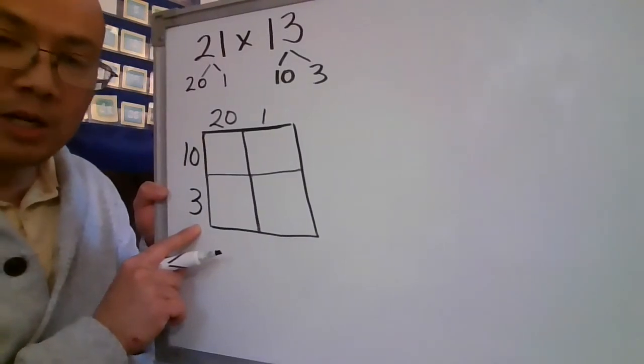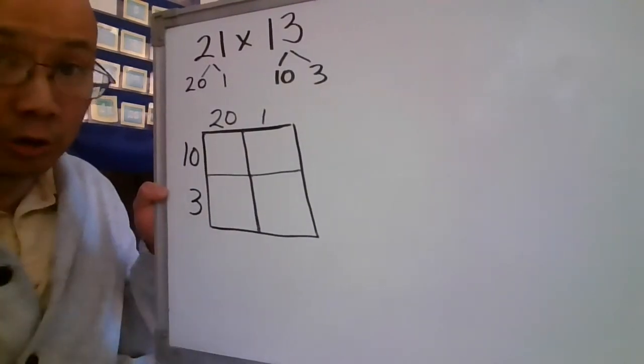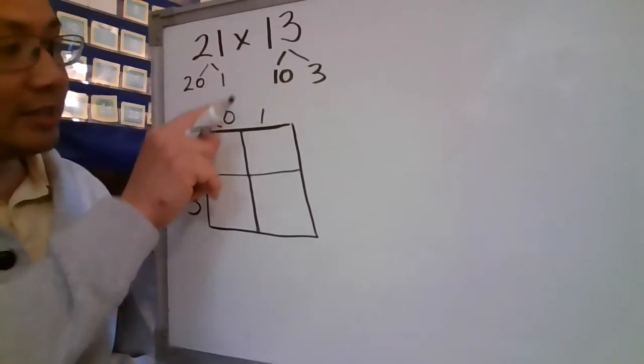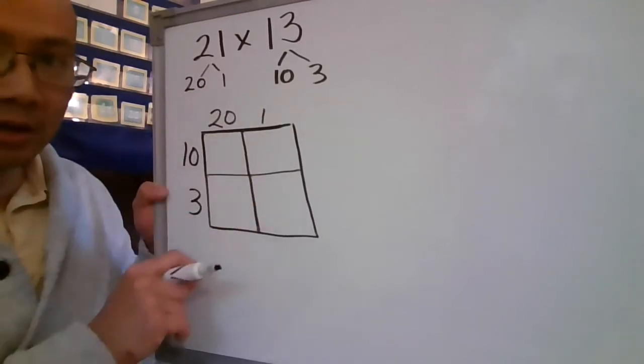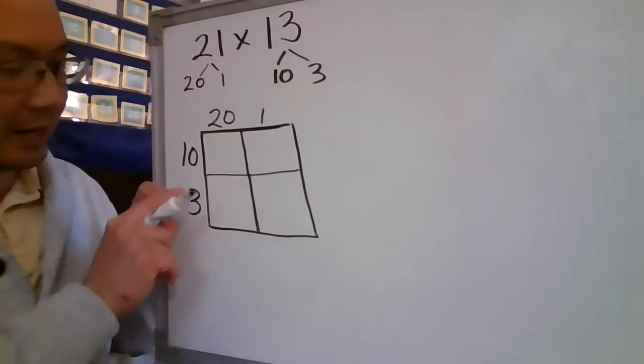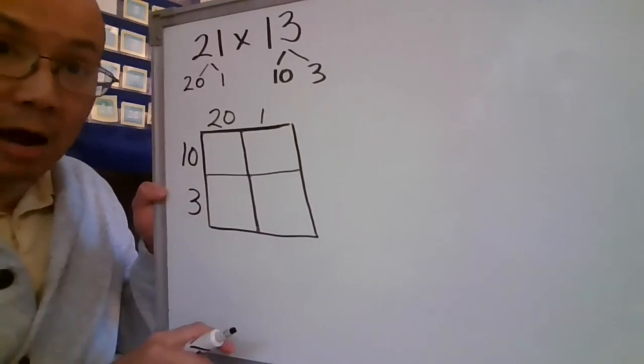Now you always want to be careful. You want to confirm and double check your numbers. 20 and 1, check. 10 and 3, check. Now I'm going to multiply.